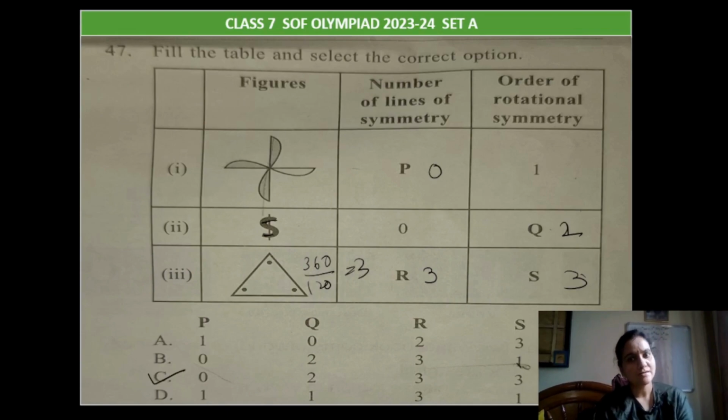According to me, the answer is option C, assuming that this is an equilateral triangle, which is not given in the question, and also that this dollar symbol, or whatever it is, has this end and this end both the same in length. Assuming that, Q will be equal to 2, and R and S respectively will be 3, 3. So option C, according to me, is the correct answer.